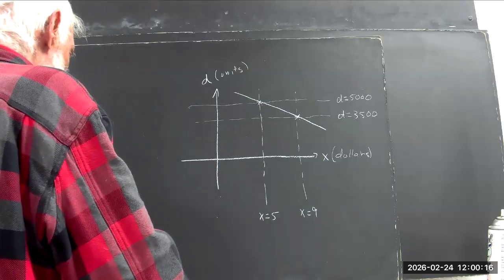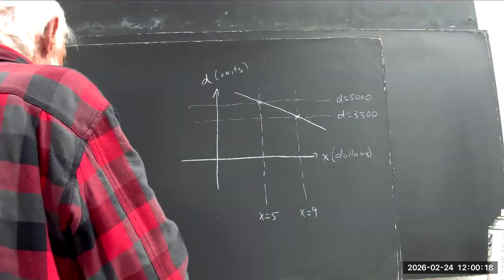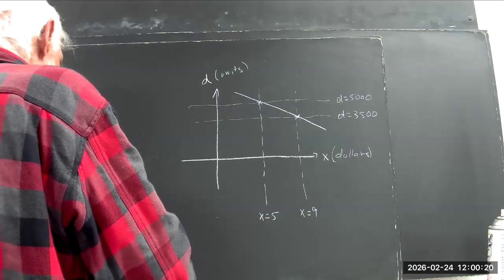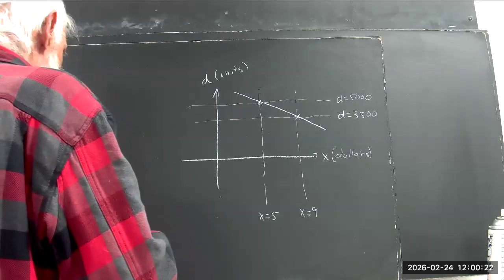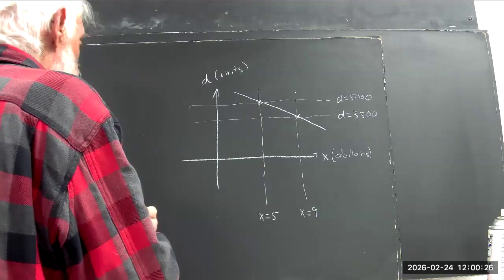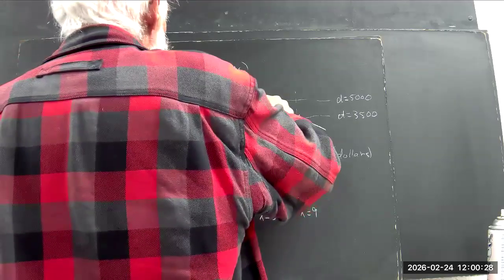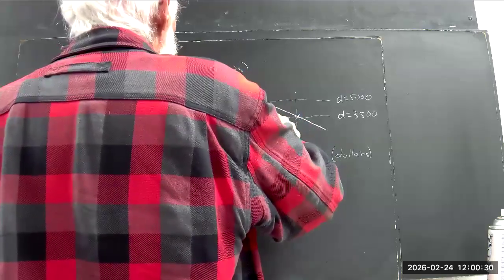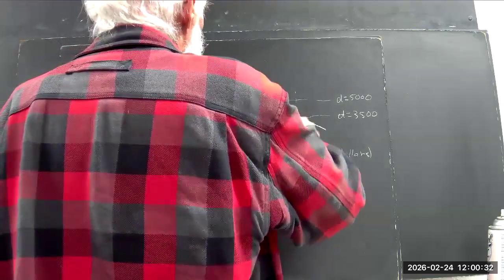Well, we can easily find the slope of this curve. And I'm going to assume everybody knows at this point how to find slope. But I'm going to picture it on the graph. Here's my rise. Here's my run.